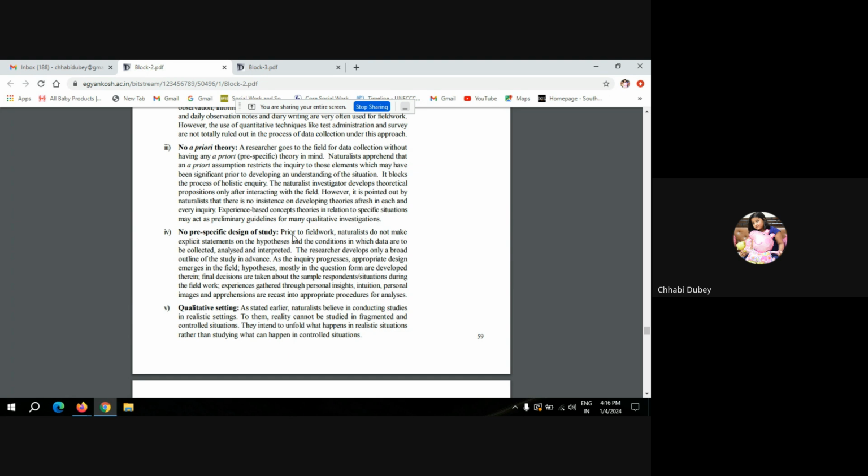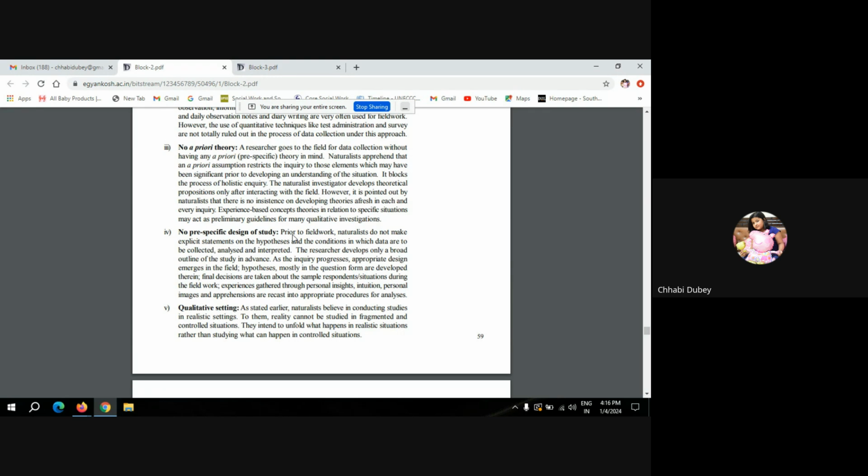So we are not going to have the hypothesis as we have in other methods or designs of research, but they are mostly in the question forms. And final decisions are generally taken about the sample or respondents or situations during the field work.